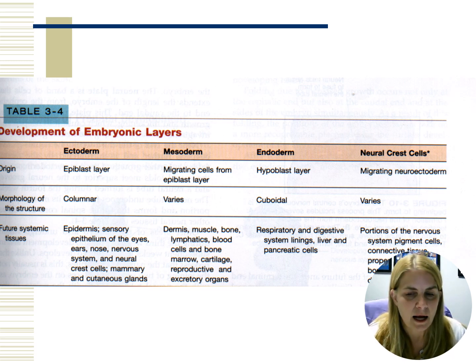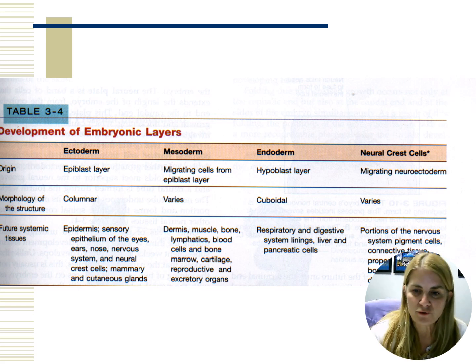Mesoderm originates from the migrating cells from the epiblast layer going towards the hypoblast, and then we've got the mesenchyme and the neural crest cells in there. The morphology of the structure varies depending on which type of tissue it is, and remember this is the middle tissue, so this would include muscles, connective tissue derivatives, bone, cartilage. Specifically for us, we need to know that dentin, pulp, cementum, and PDL originate from mesoderm.